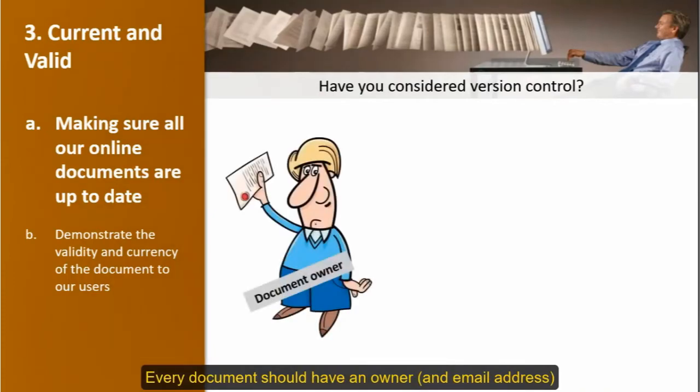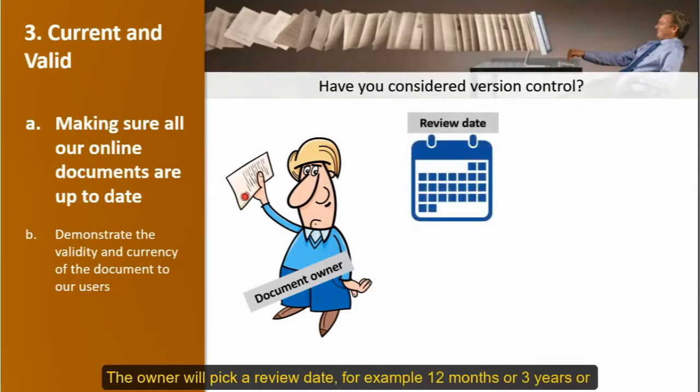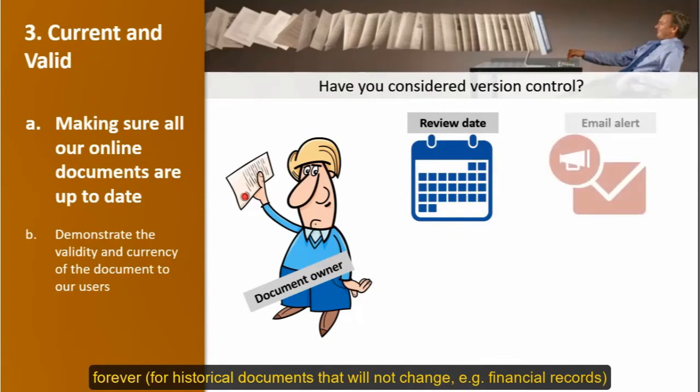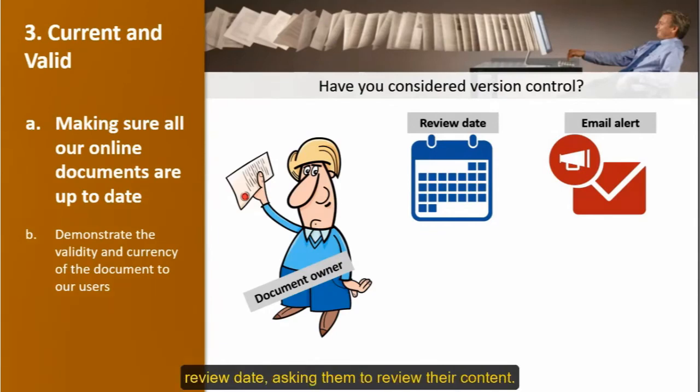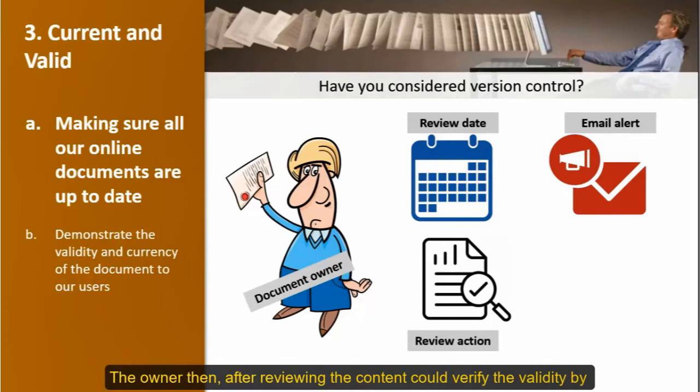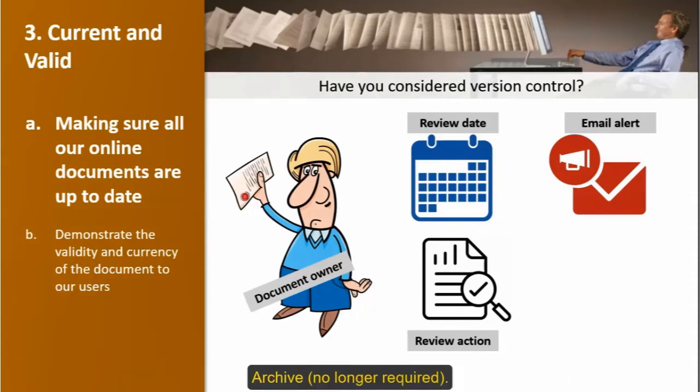Every document should have an owner and an email address. The owner will pick a review date, for example 12 months or 3 years, or forever for historical documents that will not change, e.g. financial records. The document owner would receive an email alert 1 month before the review date asking them to review their content. The owner then, after reviewing the content, could verify the validity by selecting Approve as is, Upload a new or updated document, Archive, no longer required.